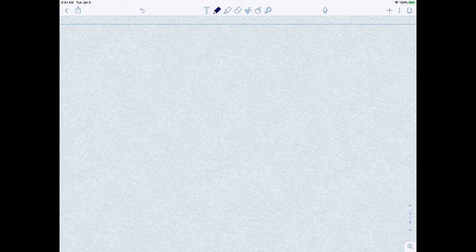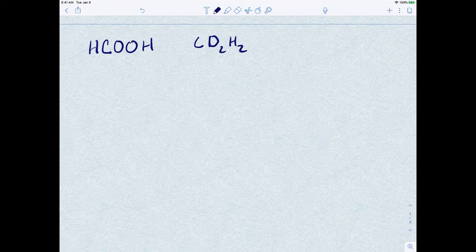Okay, so the next Lewis structure that we're going to try is formic acid. Formic acid has this molecular formula. You're going to start with an H, and then a C, and then another O, another O, and an H. The molecular formula would be CO2H2, something like that.